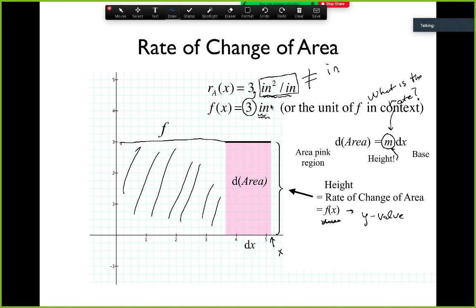All right, so you good now? Yeah, I'm good now. So the key is we're going to pull off the numerical value of the function, and that's going to be the rate of change of area, but that rate of change is going to have a different unit than the function. It's going to have a rate of change unit, area per change in x.